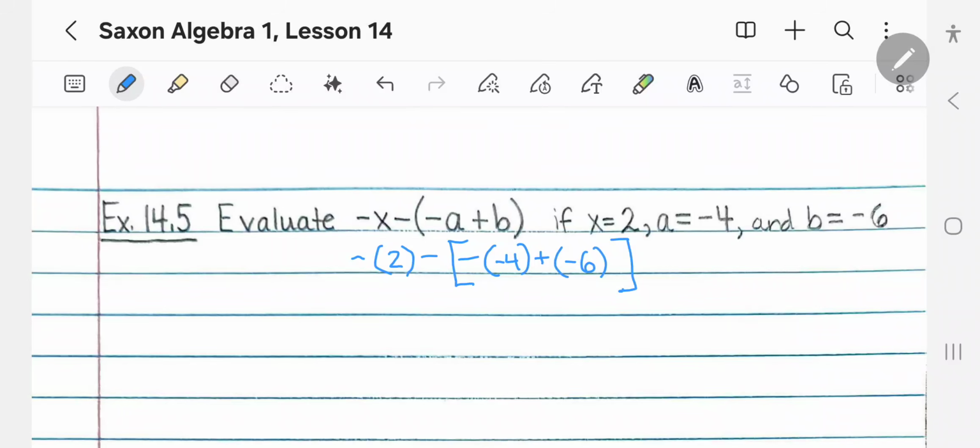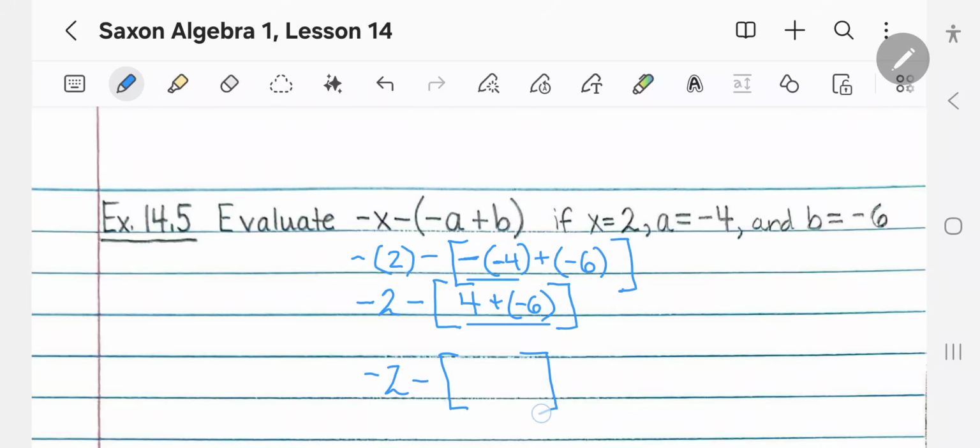All right, now I'm going to do my order of operations. Probably going to clean this up first, okay? So I'm going to bring this down. This is going to be a negative 2 minus, and then I've got some things happening in brackets. The opposite of negative 4 would be a positive 4, and then bring down the plus a negative 6. I'm going to go on with my order of operations and my grouping symbols.